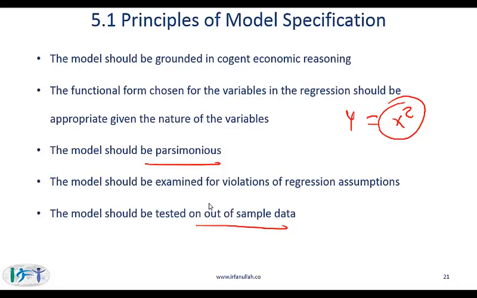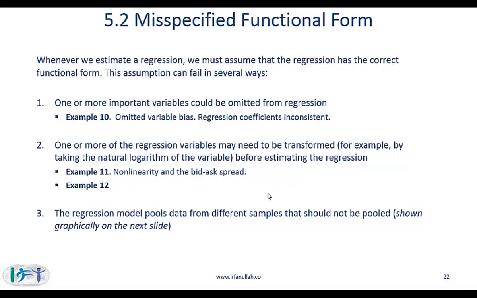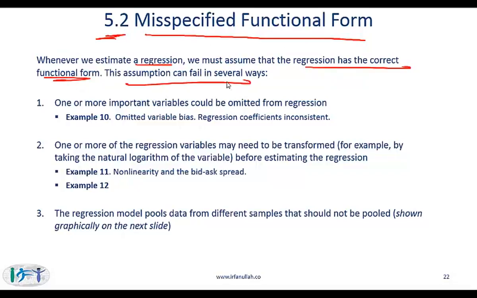Okay, so these are the basic principles of model specification. You need to remember them. Section 5.2 deals with the different types of misspecified functional forms. Whenever we estimate a regression, we must assume that the regression has the correct functional form, but this assumption can fail in several ways. So how can it fail? There are 3 major ways that we look at.